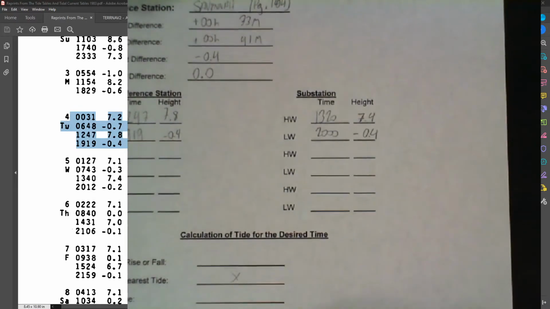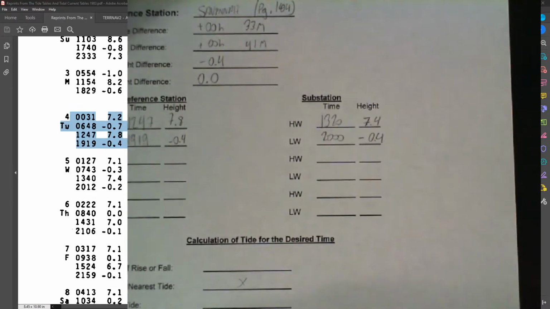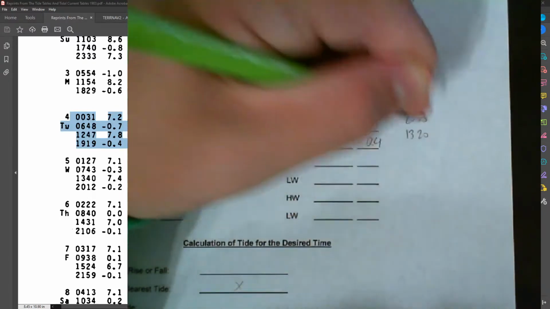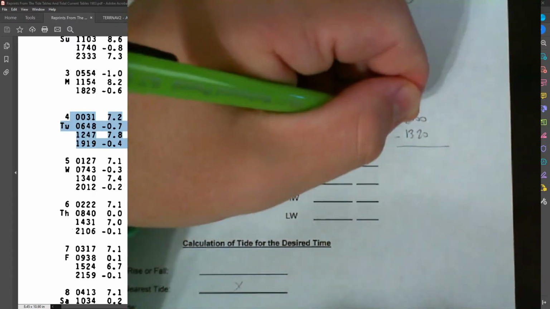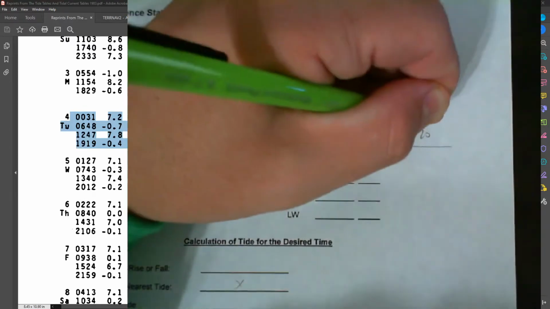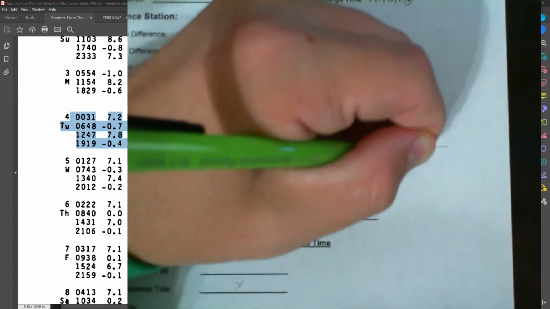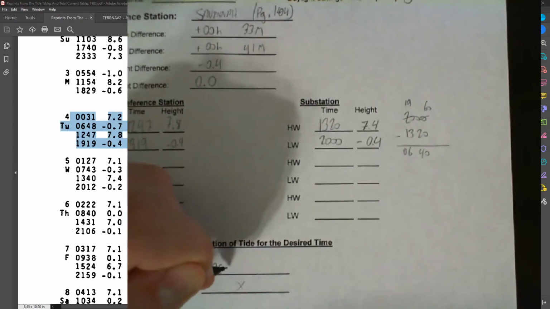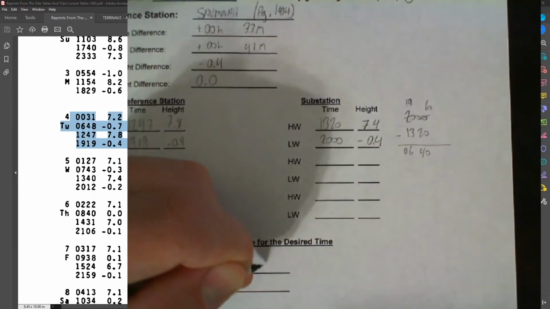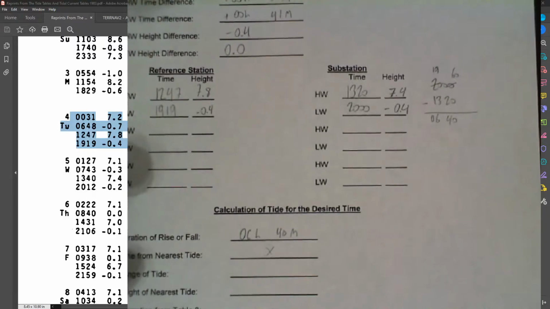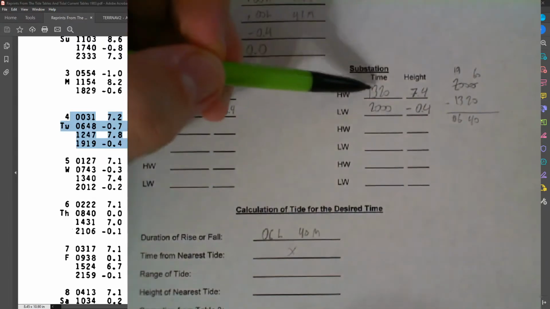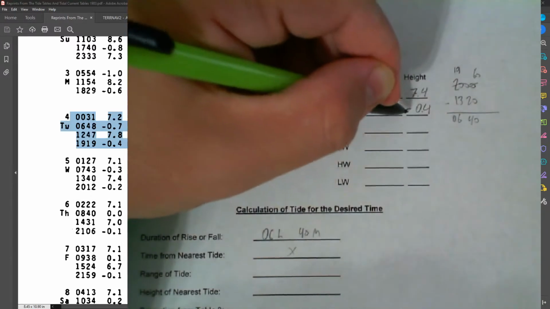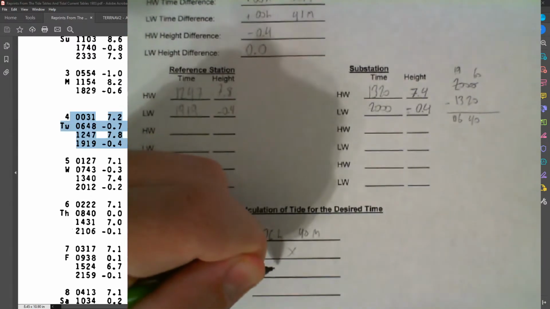Okay, now that we've gotten to this, we need to do what we've done in the past problems, and subtract 2000 from 1320. We need to subtract both of those. 60 minus 20 is 40. 19 minus 13 is 06. So 06 hours, 40 minutes. This is the duration of rise or fall between these two numbers. Range of tide: 7.4 minus a negative 0.4, which is 7.8.